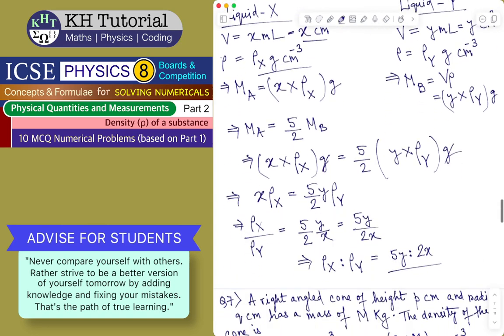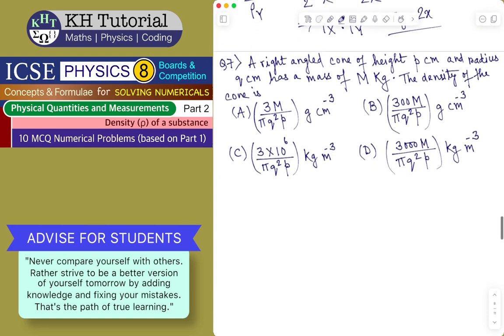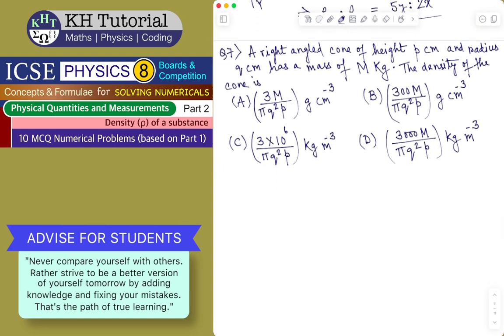Okay, let's see the next problem. Question number 7. A right angled cone of height p centimeter and radius q centimeter has a mass of m kilogram. The density of the cone is, okay, the mass of the right circular cone is given to be capital M kilogram, and the height of the cone is p centimeter and the radius is q centimeter. We have to find the density.